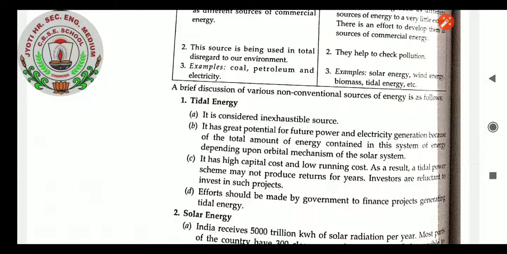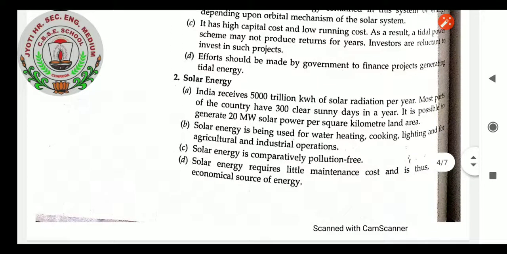When we talk about the second power generation, that is solar energy, it runs with the power of the sun. As we know, in our country we get sun all around the year, so here we can have solar energy. India receives 5000 trillion kilowatt hours of solar radiation per year. Most parts of the country have 300 clear sunny days in a year. It is possible to generate 20 megawatts of solar power per square kilometer of land area.